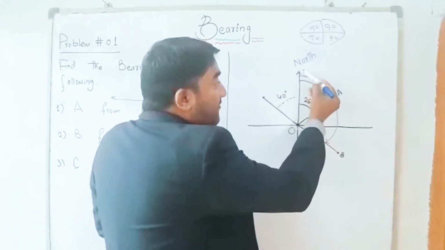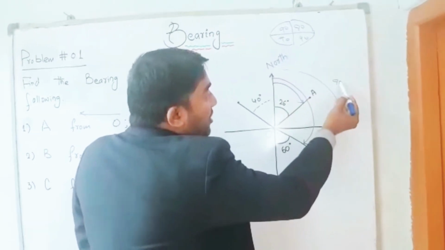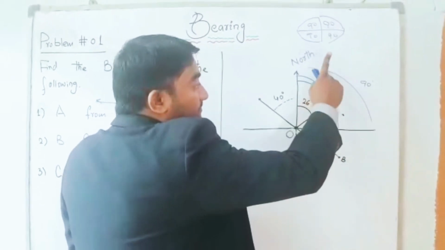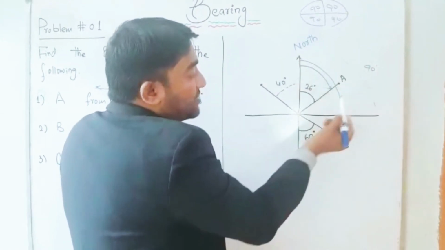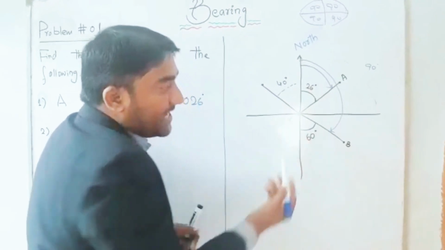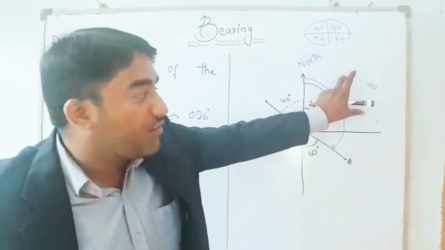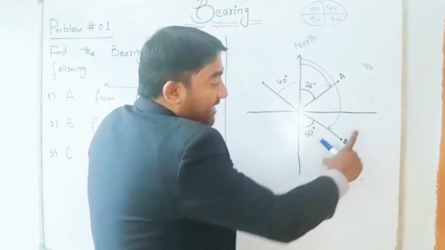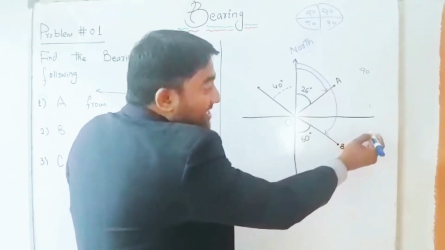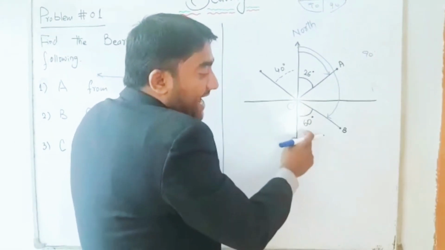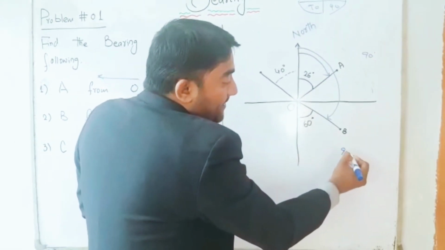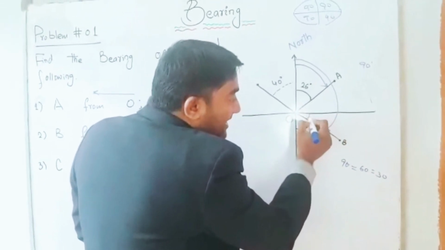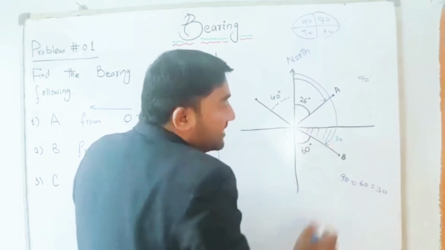We know that from here to here it is 90. So we have to move from north till B here. We already know that in the first quadrant the angle is 90 degrees and this is also 90 degrees, but we have been given 60 here. So the total is 90 minus 60, that is 30. This shaded part is only 30 degrees.